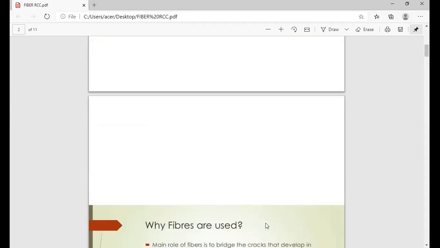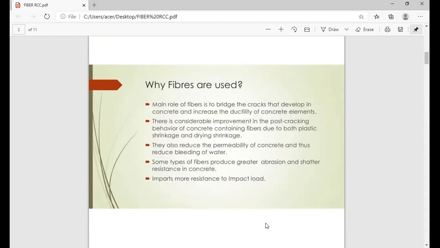Here we see why fibers are used. The main role of fibers is to bridge the cracks that develop in concrete and increase the ductility of concrete elements. There is considerable improvement in the post-cracking behavior of concrete containing fiber due to both plastic shrinkage and drying shrinkage. They also reduce the permeability of concrete and thus reduce bleeding of water.